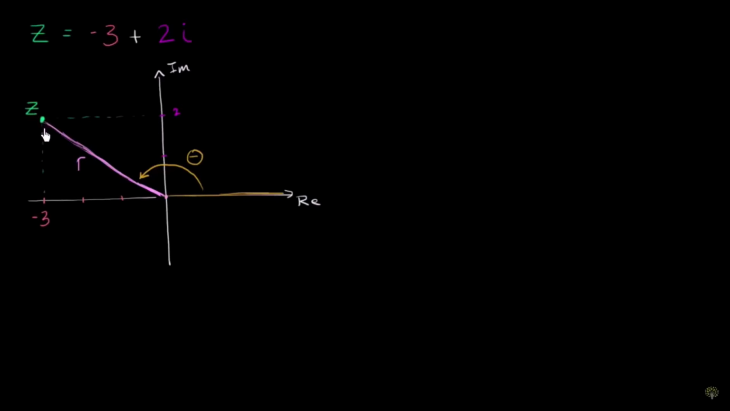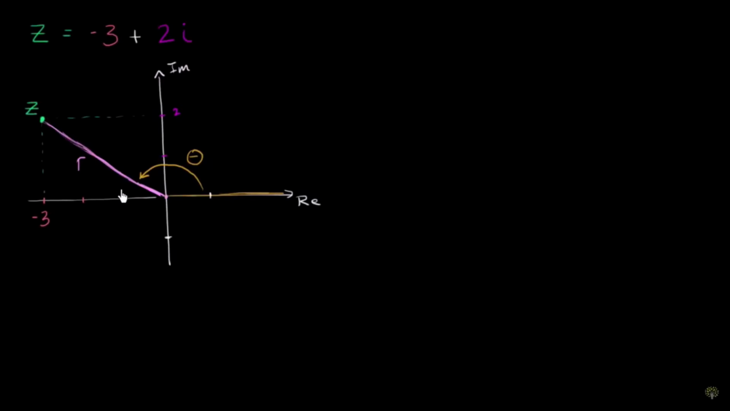Now what I want you to do right now is pause this video and see if you can find a relationship between r, theta, and -3 and 2. In fact, given this complex number in rectangular form, can you figure out what r and theta are? Well, let's think through this a little bit. To help us, let's remind ourselves of the unit circle definition of trig functions, because we are going to use some trig functions to relate r, theta, and 2 and -3.